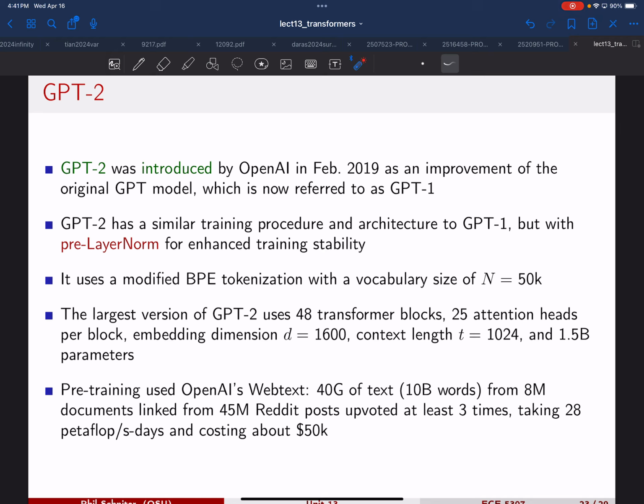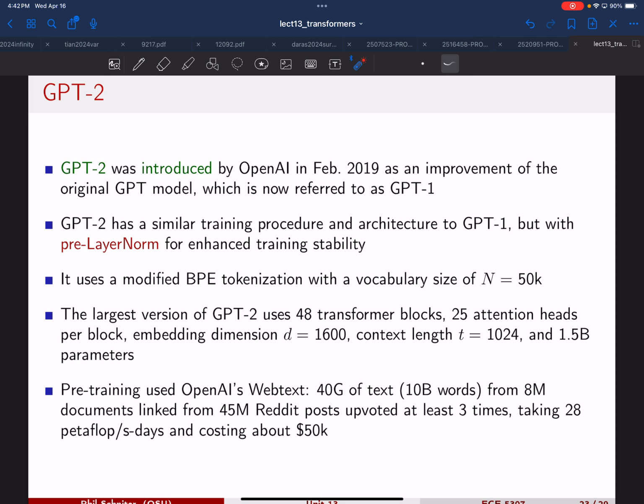So they used a larger training set too. OpenAI made their own training set, WebText. I don't think it's public. Couldn't find much information about it. 40 gigabytes of text from 8 million documents. And so it's interesting what they did. They looked at Reddit posts, 45 million Reddit posts, but these were Reddit posts that were upvoted at least 3 times to get rid of bad ones. They wanted more respected Reddit posts. And then they looked at the documents linked from those posts.